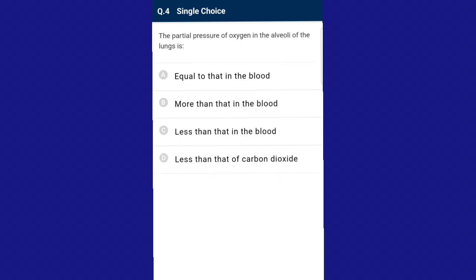Question number 4. The partial pressure of oxygen in the alveoli of lung is? The partial pressure of oxygen in the alveoli of lung is more than that in the blood. So the answer is option B. Pressure of oxygen in the alveoli of lung is 104 mm of Hg. That is more than that of blood in the pulmonary artery, 40 mm of Hg.